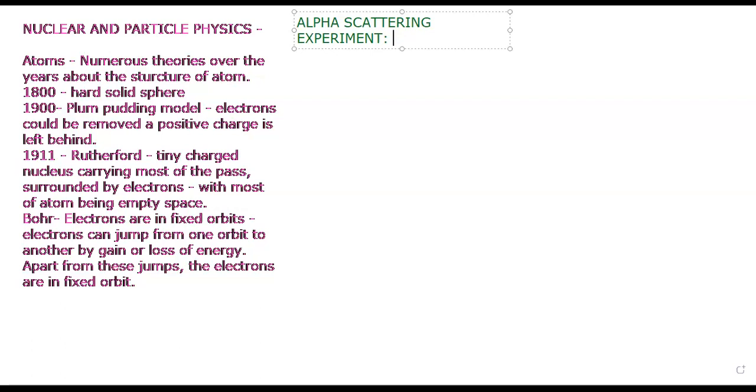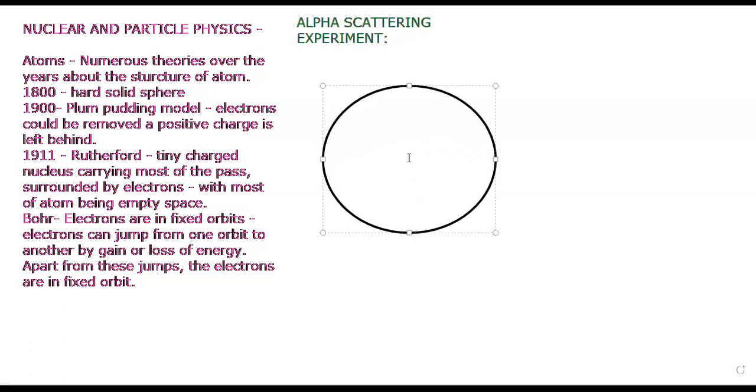When you go ahead and talk about it, they had a chamber, right? This is, for example, their chamber. Now, inside the chamber, they had a small source, right? And of electrons, right?